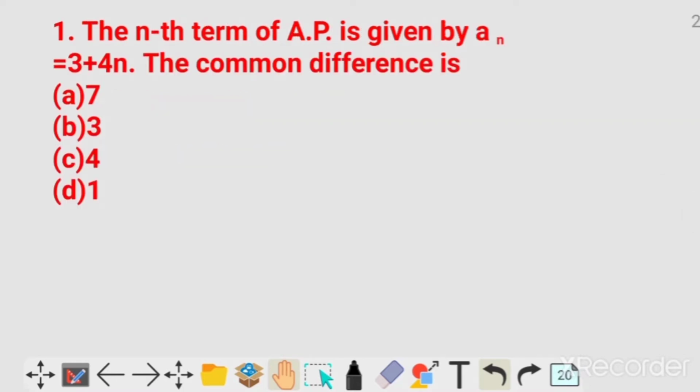So the first question is, the nth term of AP is given by an is equals to 3 plus 4n. So the common difference is, there are 4 options given: 7, 3, 4, 1. Okay, and your time starts now.